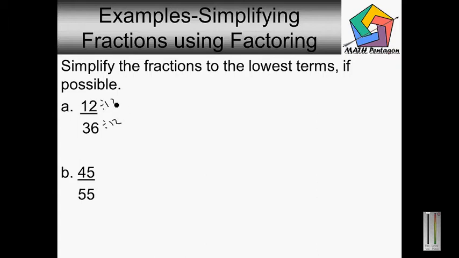So 12 divided by 12 is 1, and 36 divided by 12 is 3. So our answer is 1/3. Okay, let's go to the next example. We have 45 over 55.